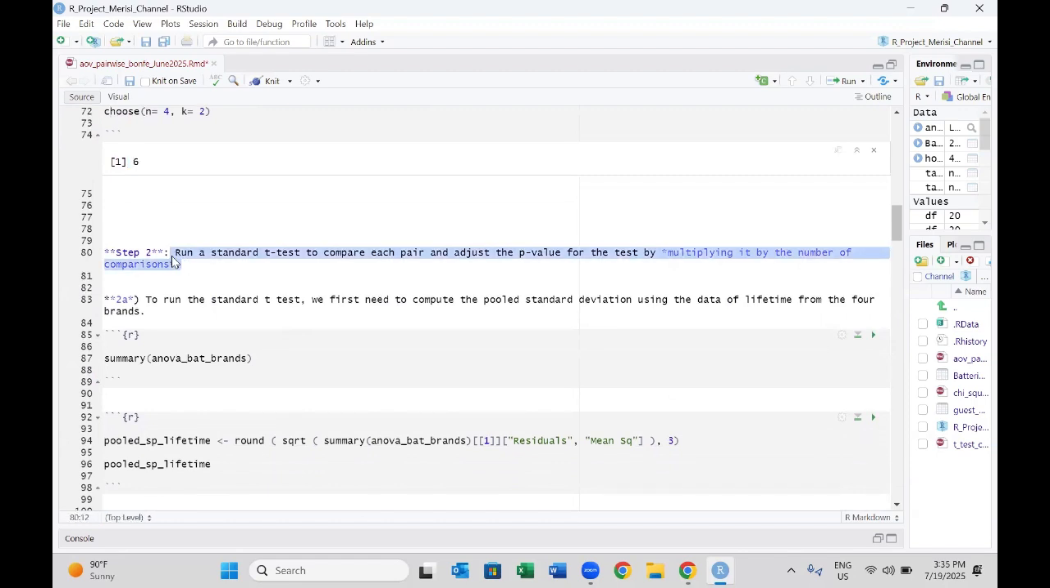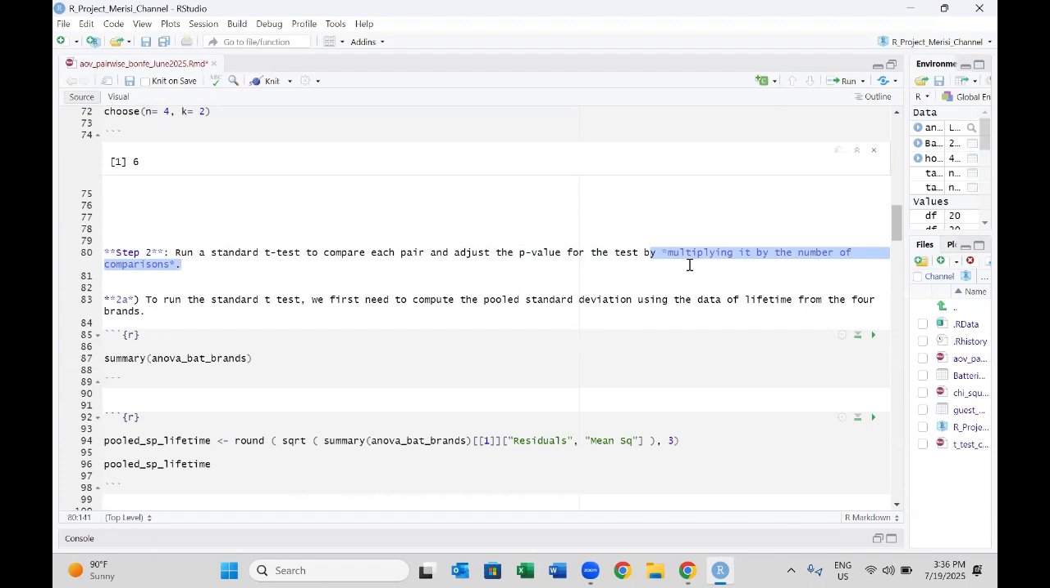With Bonferroni, we just run a standard t-test to compare each pair, and we adjust the p-value for that standard t-test by multiplying it by the number of comparisons. So we take the p-value from the standard t-test, we multiply by 6, and that's the Bonferroni p-value. So Bonferroni is making the p-values larger, and when you make the p-values larger, you make it harder to reject H0. The larger the p-value, the harder to reject H0.